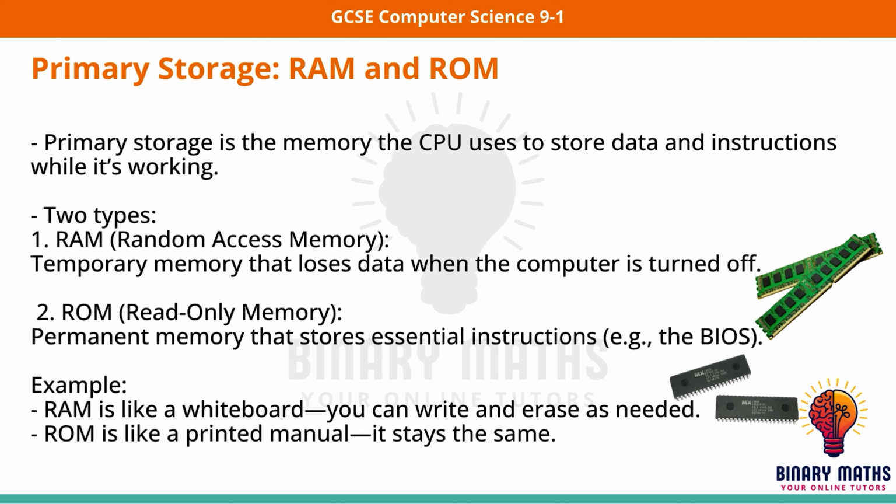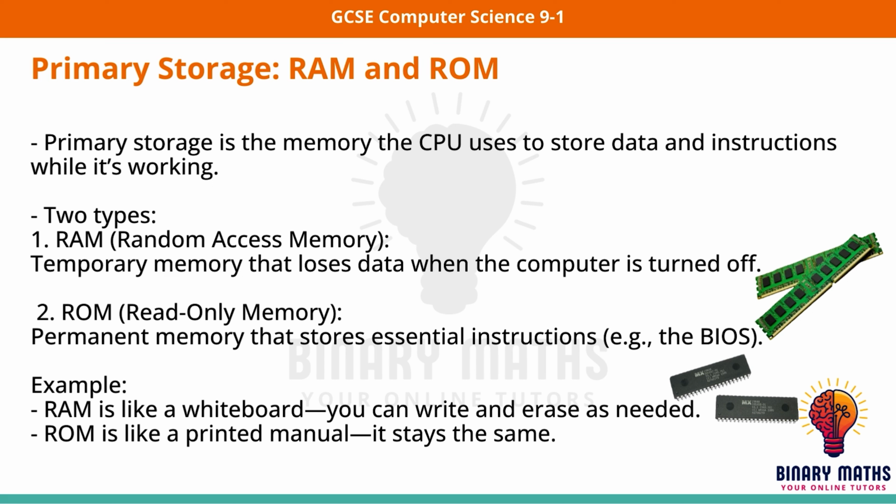Now, let's talk about primary storage, which is the memory the CPU uses to store data and instructions while it's working. There are two types of primary storage. RAM, which stands for random access memory. This is temporary memory that loses its data when the computer is turned off. It's used to store data and instructions that the CPU is currently using. ROM, or read-only memory. This is permanent memory that stores essential instructions like the BIOS, which helps the computer start up.